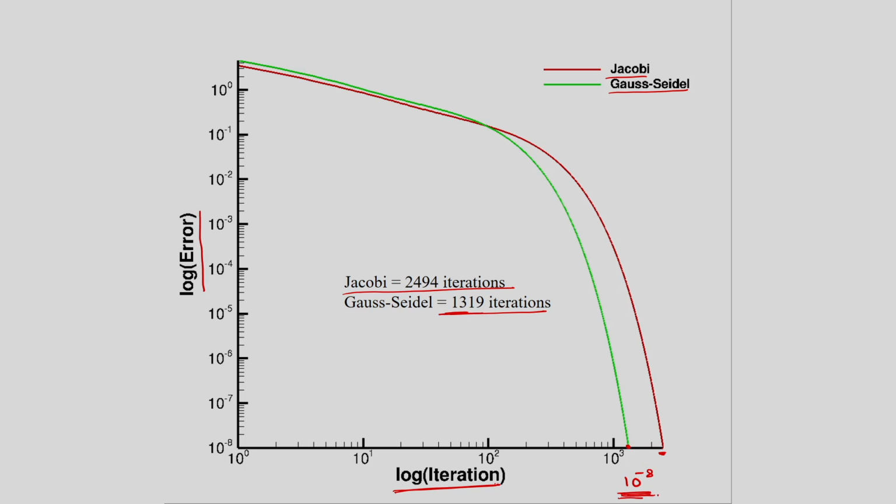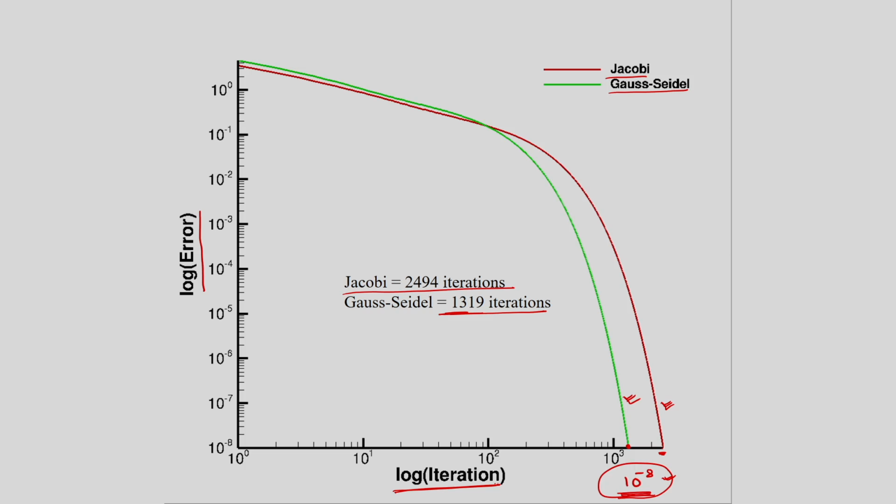For the same level of convergence criteria, 10 to the power minus 8, this green line shows the log error versus log iteration for the Gauss Seidel method, and it took fewer iterations to converge than the Jacobi iteration.